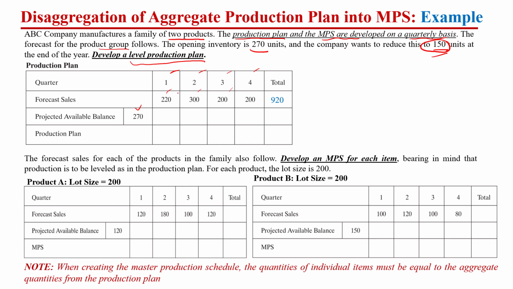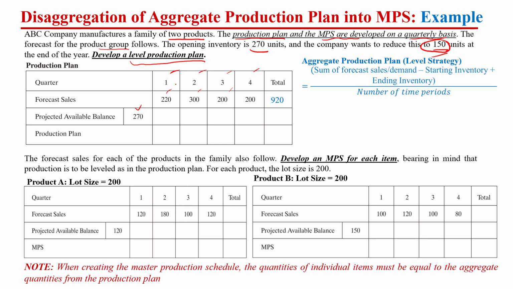So mainly the available inventory. Okay, so how you can develop this aggregate production plan is simply the aggregate production plan, which is known as the level strategy. We will sum up the forecasted demand, minus the initial inventory which is 270, plus how much ending inventory you want to have at the end of the plan, which we want 150. Okay, so this is 150, and the number of time periods we have is 4 quarters.